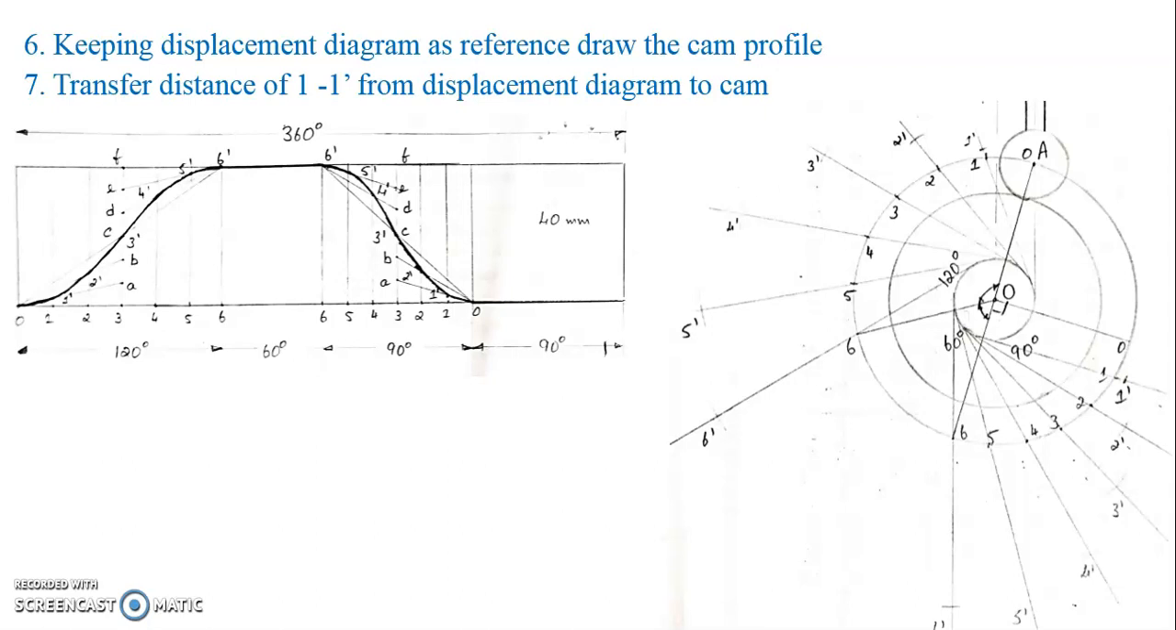Okay, and transfer the distances 1-1 dash, 2-2 dash, 3-3 dash from the displacement diagram to the cam profile. So this also we know. Take the distance of 1-1 dash in the compass and run a center cut. Similarly, get all those points 1 dash, 2 dash, 3 dash, 4 dash, 5 dash, 6 dash in the angle of rise portion as well as in the angle of fall portion.